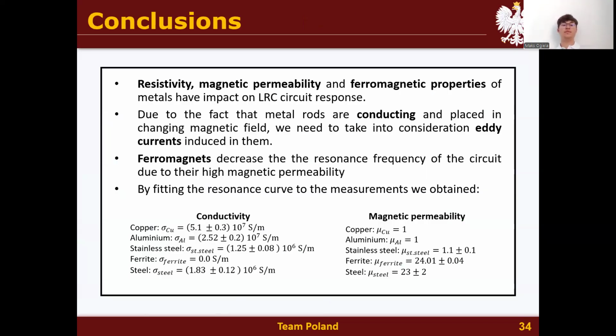To conclude, resistivity, magnetic permeability, and ferromagnetic properties of metals have impact on LRC circuit response due to the fact that metal rods are conducting and placed in a changing magnetic field. We need to take into consideration eddy currents induced in them. Ferromagnets decrease the resonance frequency due to their high magnetic permeability, which increases the magnetic flux through our coil. And by fitting the resonance curves to the measurements, we obtained different values of conductivity and magnetic permeability of the rods that we use in our measurements. And these values can be seen at the bottom of our slide. Thank you.